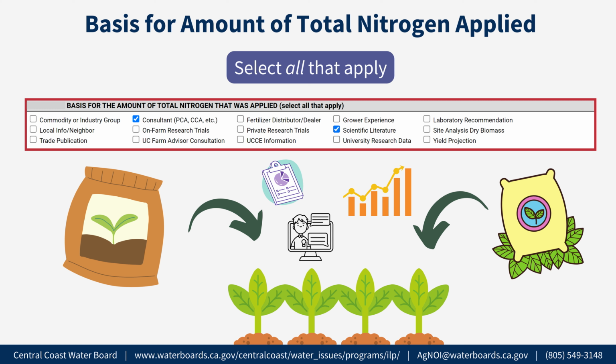Basis for the amount of total nitrogen applied. Select all options that helped you determine your basis for total nitrogen applied. At least one option must be selected. This includes sources of information used to guide your fertilizer application decisions and knowledge or data about the nitrogen taken up by the crops to produce the desired yield without over-applying fertilizer nitrogen.